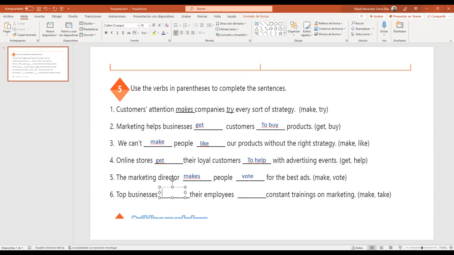So business make their employees take constant trainings for marketing. Do you agree? I don't know. The business. Do you agree? No. I agree. Is a two business. Ah, okay. Yes. I agree. With make and with.